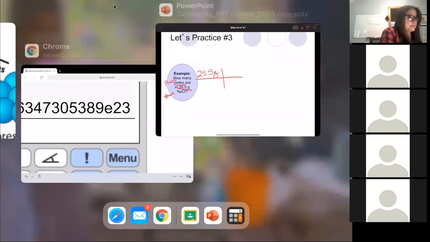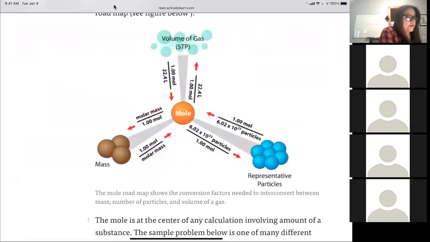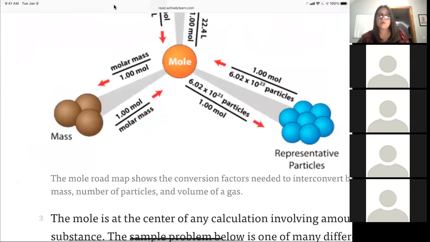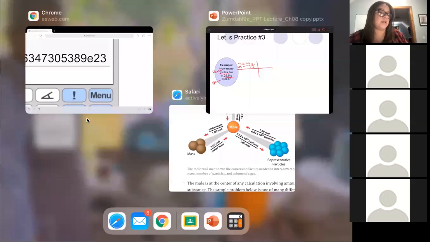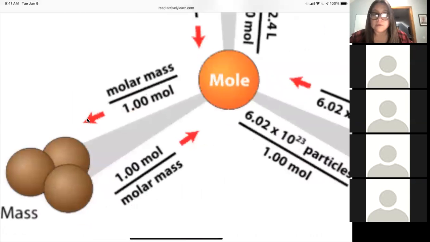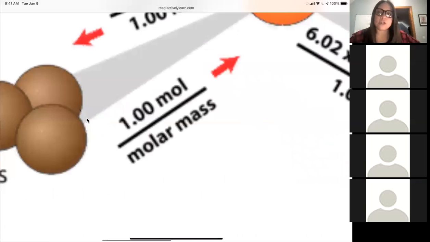So let's take a look here. If we are starting with grams, what circle are we starting at? Are we starting in mass, moles, or particles? Mass, yep, we are starting in mass. And they're asking us how many moles, so we are going to finish in moles, obviously. So we're going from mass to mole, upwards. That means that we're using the bottom fraction.